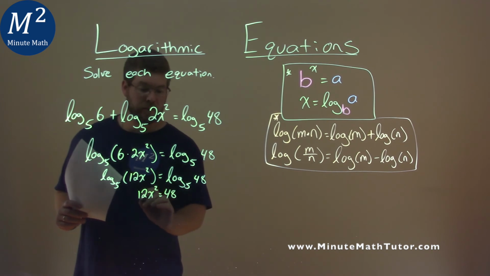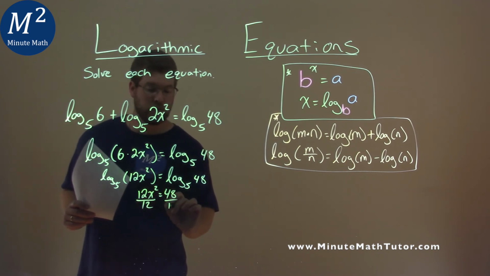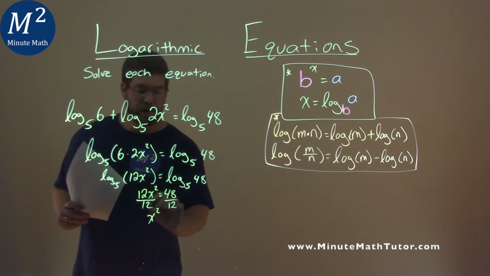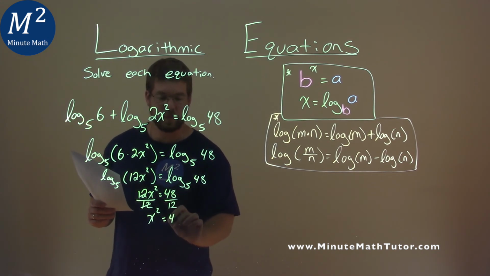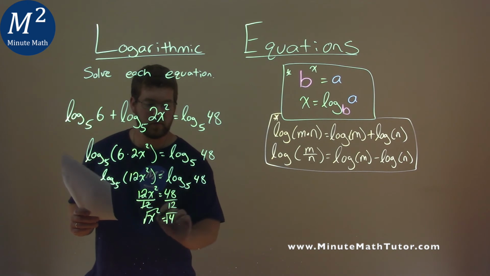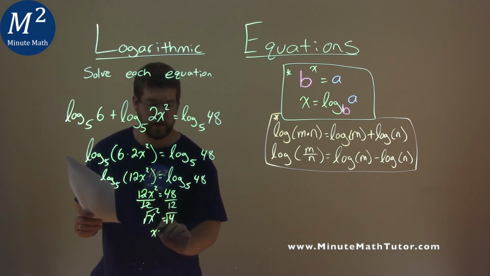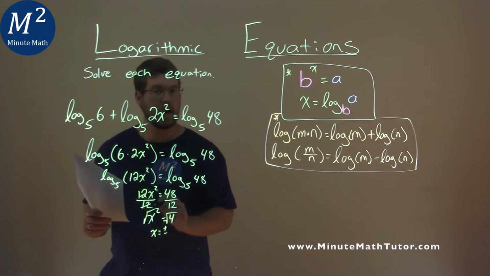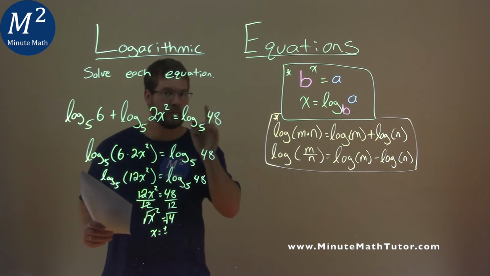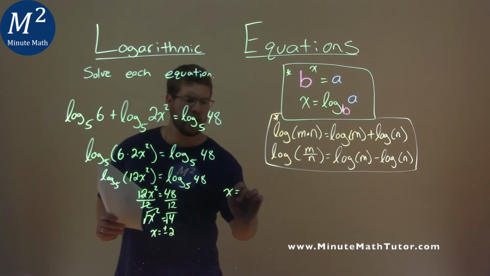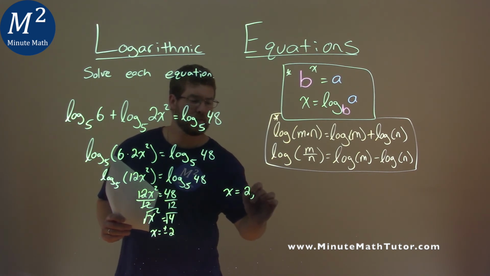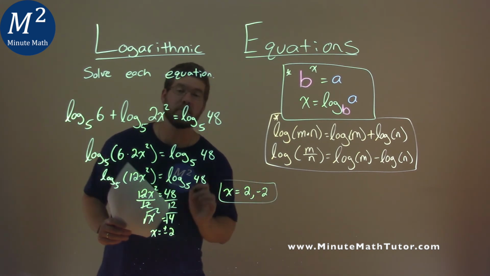From there, I can divide both sides by 12 to solve for x. And I have x squared, the 12's cancel, and 48 divided by 12 is equal to 4. When I take the square root of both sides to get rid of that squared value, I have x equals plus or minus, remember we take a square root of both sides, plus and minus, and the square root of 4 is 2. And so my final answer here is x can be a positive 2 or a negative 2.